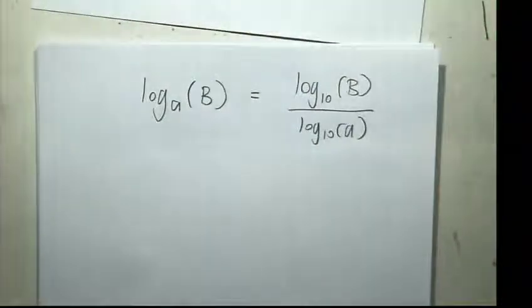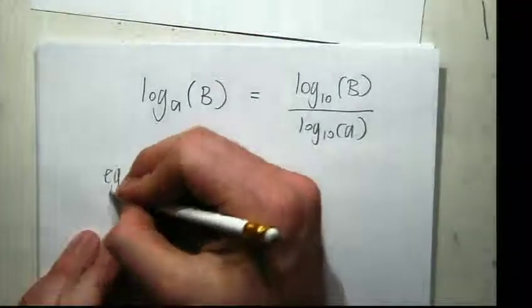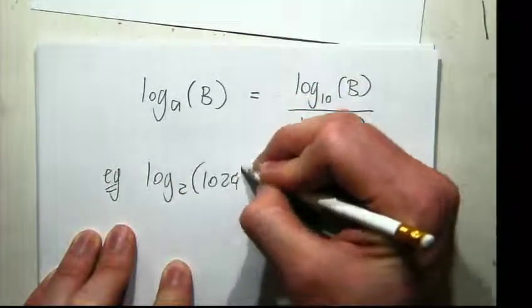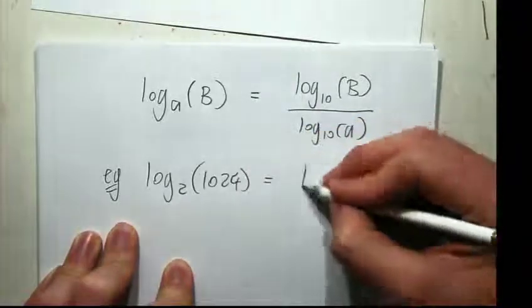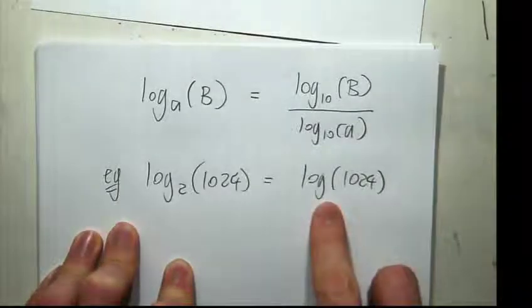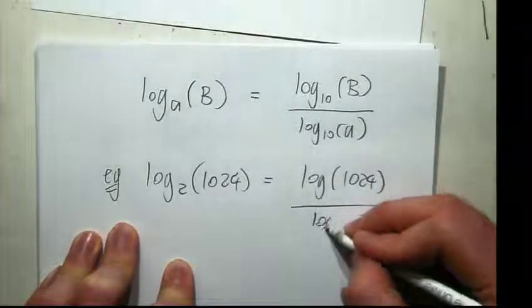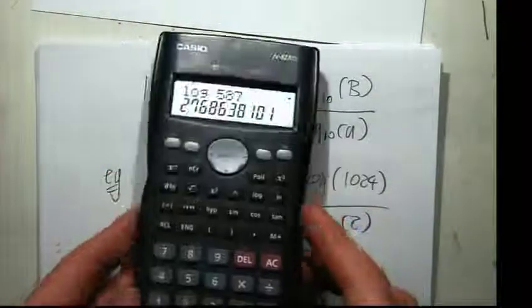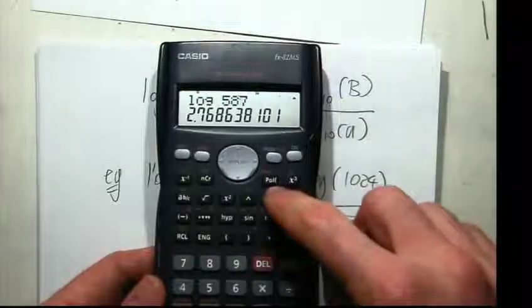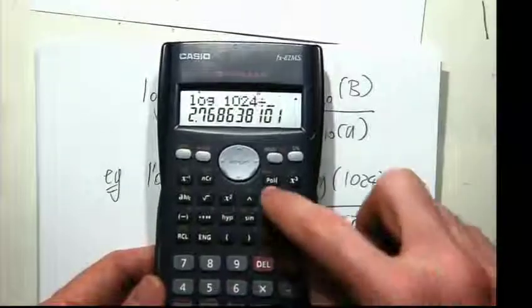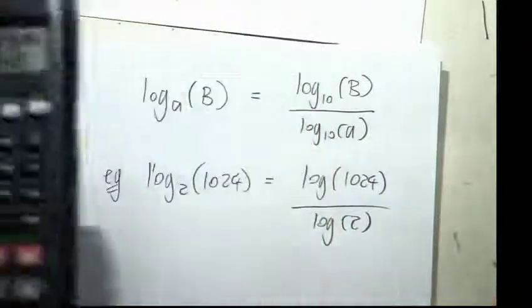I can convert any log into log 10. Just as an example, this is how to do it in my calculator. If I wanted to know what log 2 of 1024 was, that's the same as log 10 of 1024, which you're allowed to write as just log if you want, over log 10 of 2. So log of 1024 divided by log 2 gives me exactly 10.